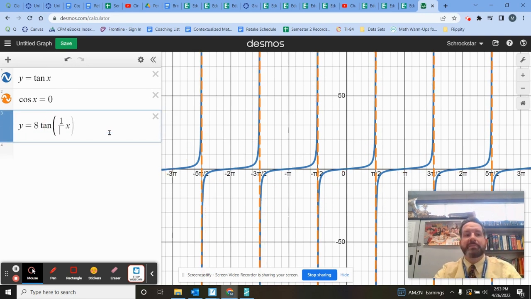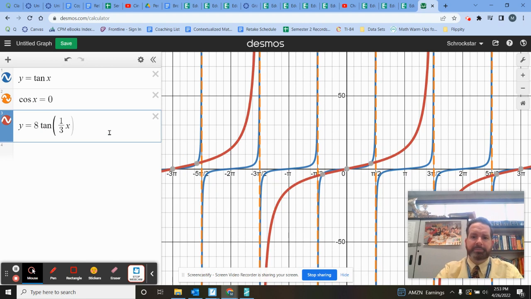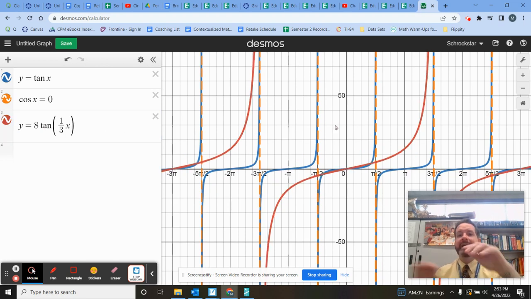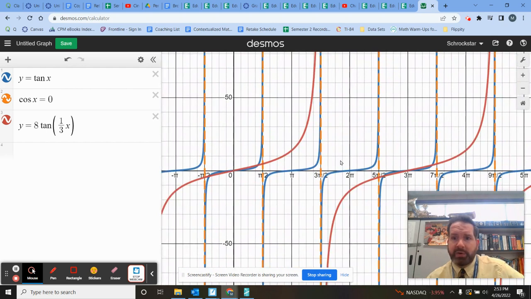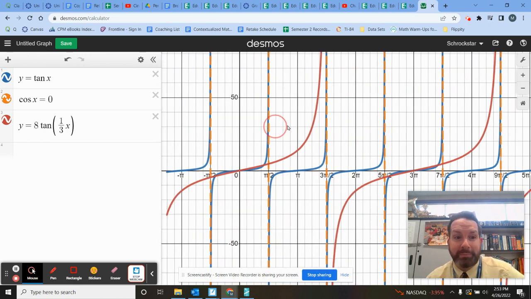Next, let's lengthen the period. So notice now in red, it's taking a lot longer to go through one complete cycle. So if we go from 0 up to 3 pi, notice we've got the red going up, vertical asymptote, the red going up. That's how long it takes for it to go through one cycle.